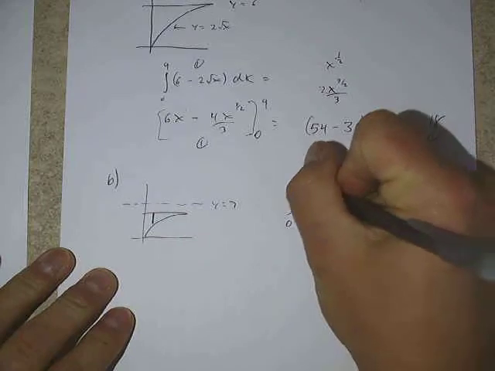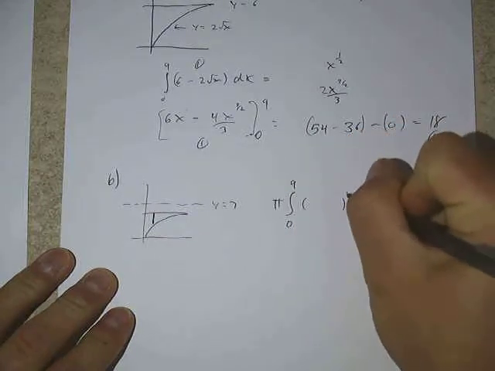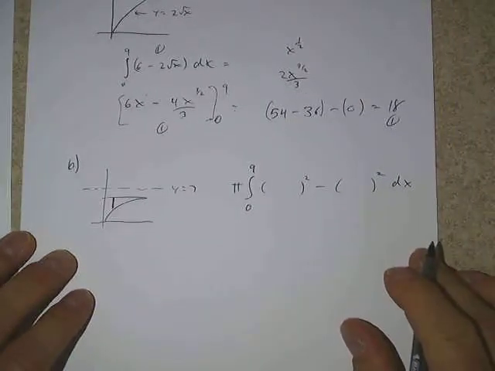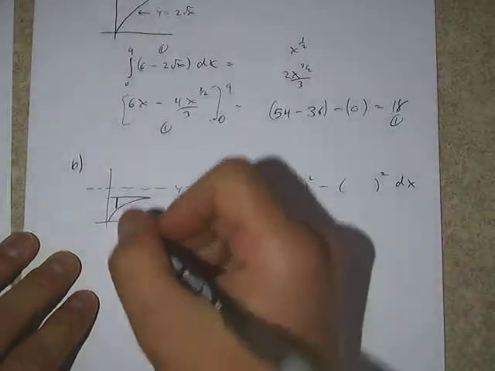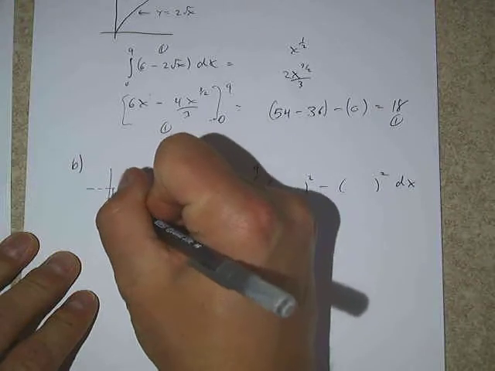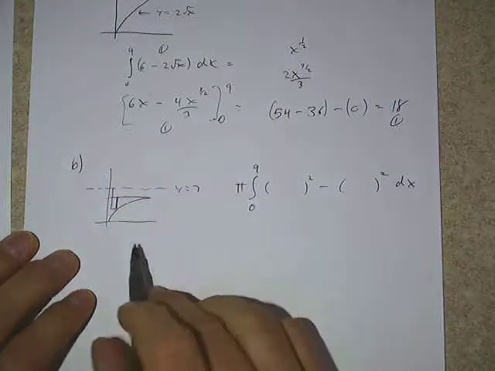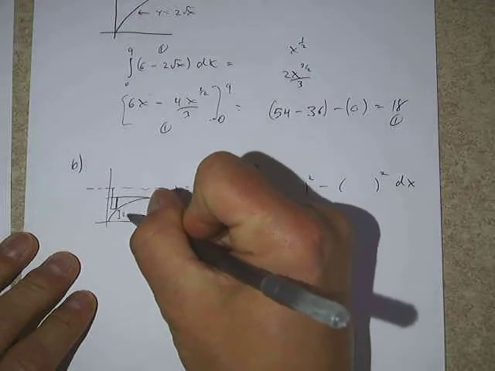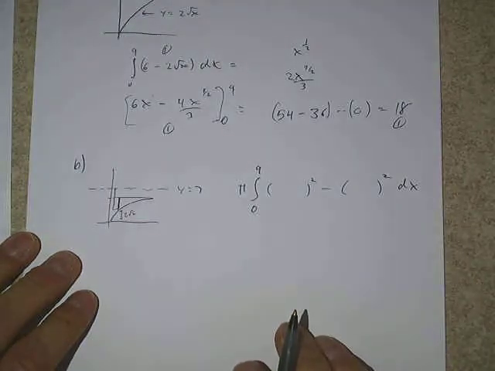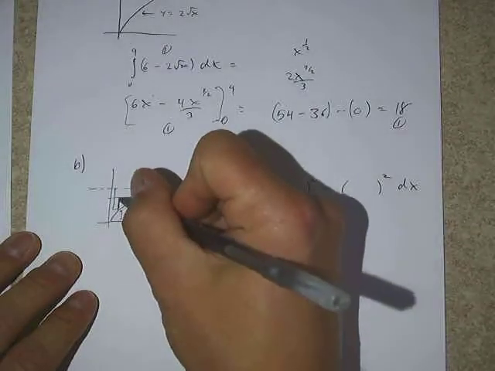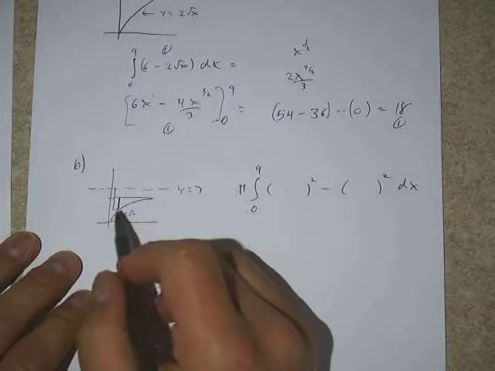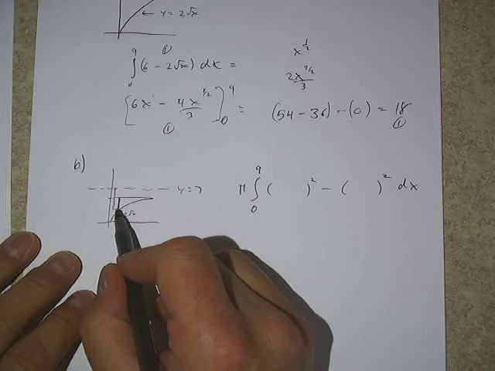So bottom line here is with our washer setup, if we have a vertical slice, we're going 0 to 9 again, pi, and then we need outside radius squared minus inside radius squared dx. So that's what our setup will look like for our washers here. And in this case, the outside radius is going to be this distance right here. We know that this distance right here is 2 radical x. True? So that means the distance of the region itself would be 6 minus 2 radical x, just like we used in the last part.